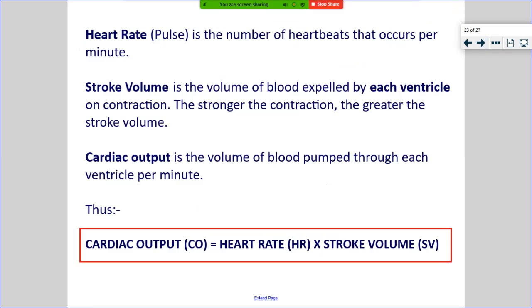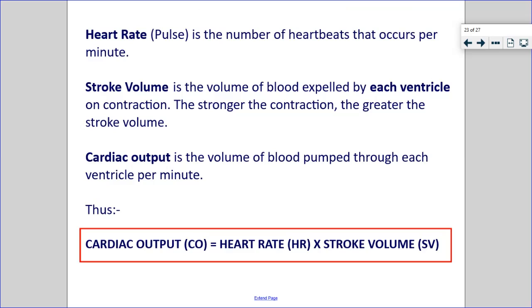Now, to understand what cardiac output is and be able to calculate cardiac output, we need to understand what two other things are first. So the first thing you need to understand is heart rate. So your heart rate's simple. How many times your heart beats in 1 minute? Then you need to understand what stroke volume is.